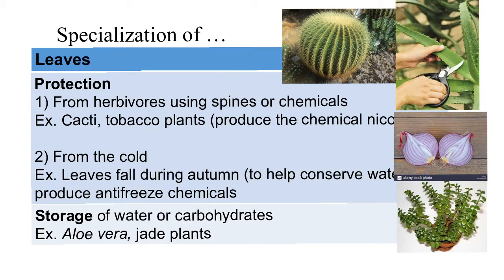And you can tell when a leaf is specialized for storage because usually it'll be thick and plump and often have this waxy cuticle. And so you see over here these jade plants are very waxy and shiny, and that helps to keep the water stored in those leaves. And so that's an example of how its structure relates to its function. It has this waxy cuticle to prevent water loss when its primary function is storage of water or carbohydrates.